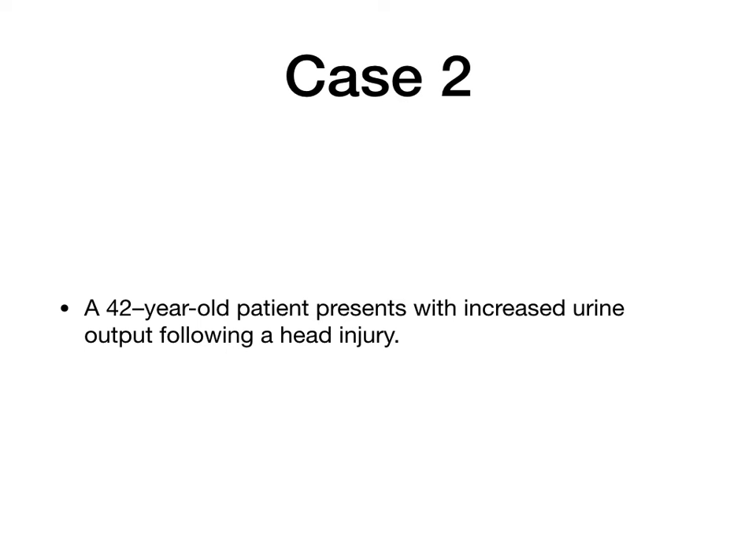Okay, so we move into the second case scenario. This is a 42 year old patient presenting with increased urine output following a head injury. So take about 1 to 2 minutes and think what could be the reason in this scenario.